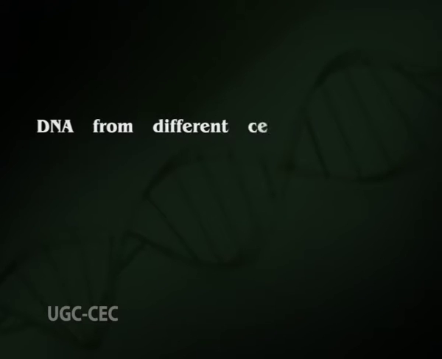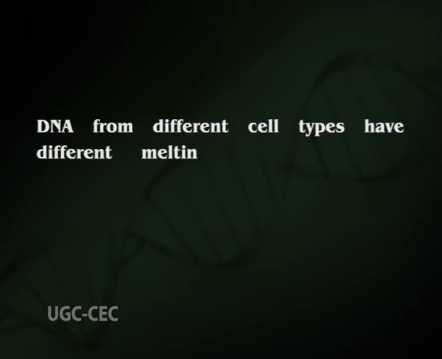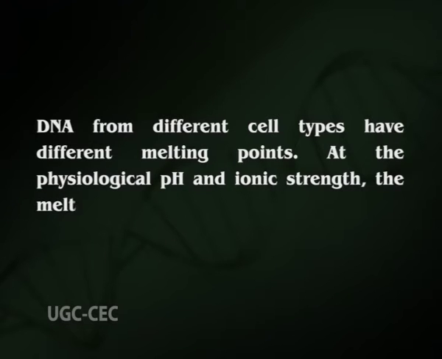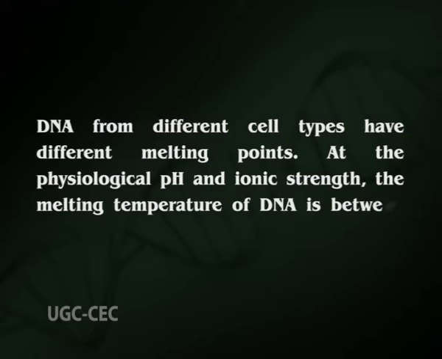Near the denaturation temperature, a small increase in temperature causes a rapid loss of the multiple weak interactions holding the strands together. DNA from different cell types has different melting points. At physiological pH and ionic strength, the melting temperature of DNA is between 85 degrees centigrade and 95 degrees centigrade. The temperature at which a particular DNA is denatured is a characteristic feature of the molecule. It is expressed as the melting point of the DNA.